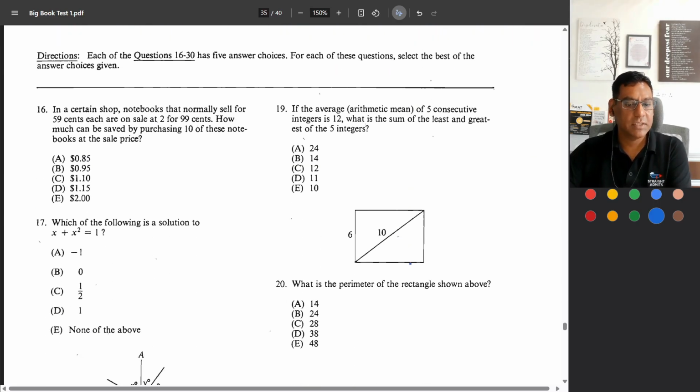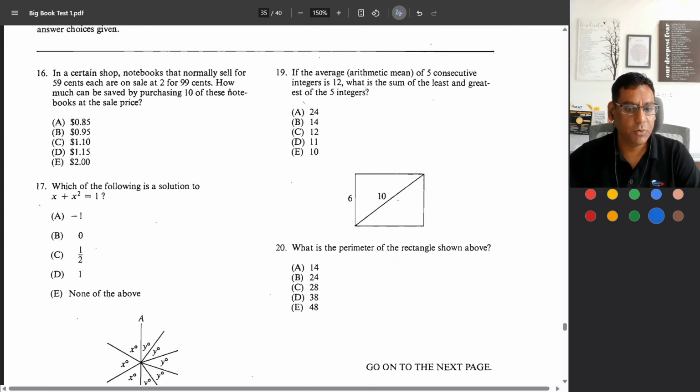Let's look at question 16. In a certain shop, notebooks that normally sell for 59 cents each.